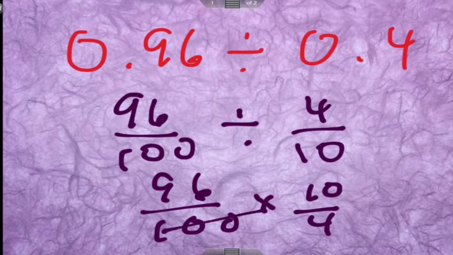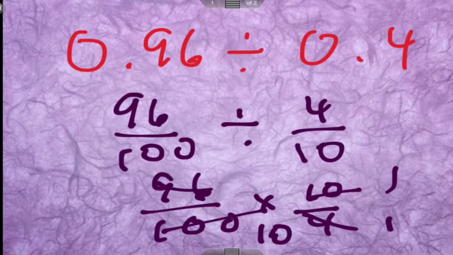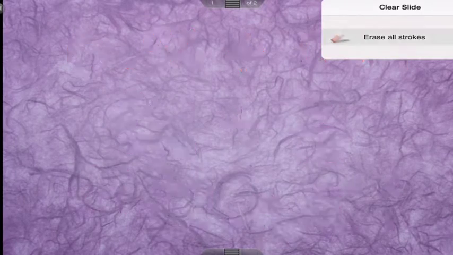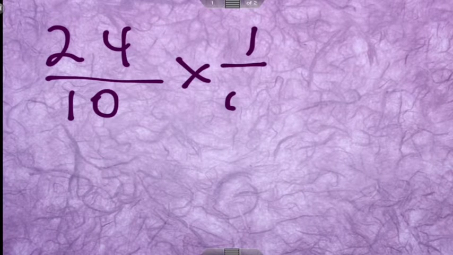I could cross simplify. I got 1, I got 10 there. And I could cross simplify right here. 1, and that'll be 24. Let me just get a new slide. So when I did the multiplication, now I had 24, I believe it was 10. Let me go back. I think I deleted it all. All right, well, I believe it was 24 over 10 times 1 over 1. So 24 over 10 times 1 over 1 is 24 over 10.